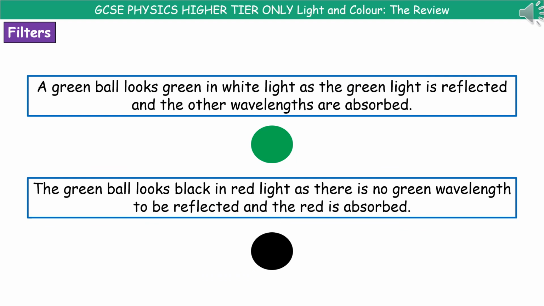If we just consider what happens when we look at a green ball in different light. If we use white light, the ball looks green because green light is reflected and all other wavelengths are absorbed. But if we put that same green ball in red light, it would look black because there's no green wavelength to be reflected and the red is absorbed, so it just looks black.